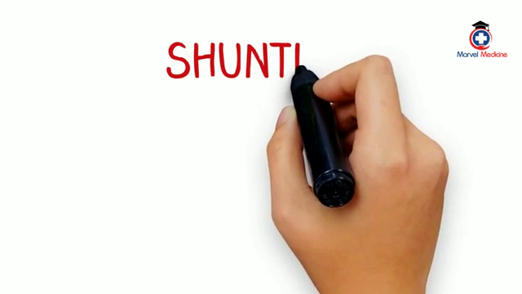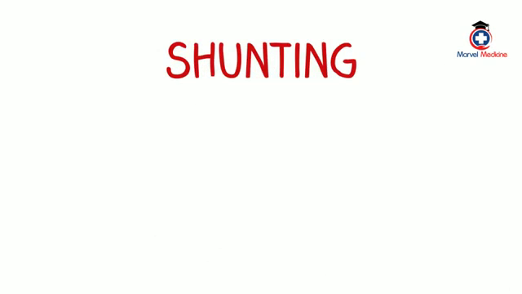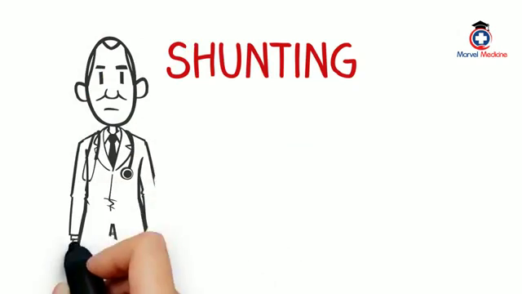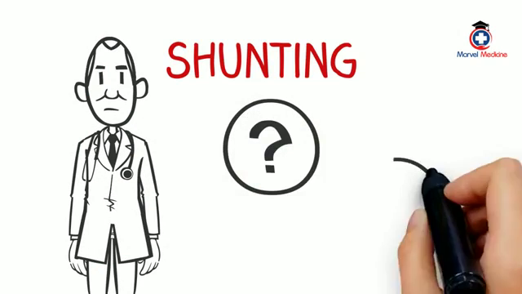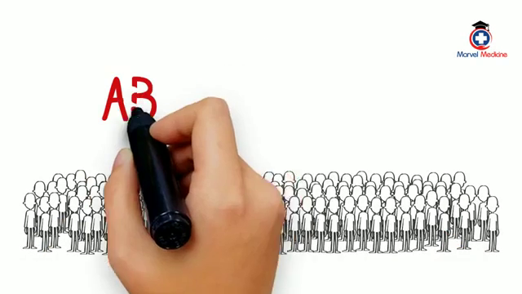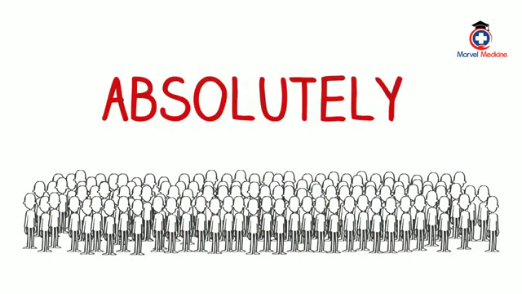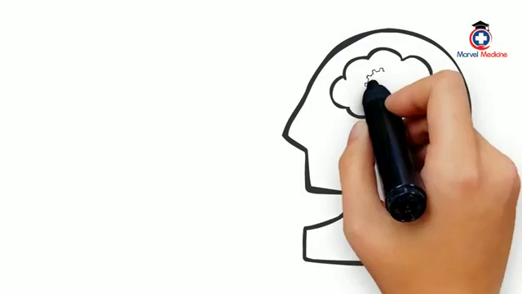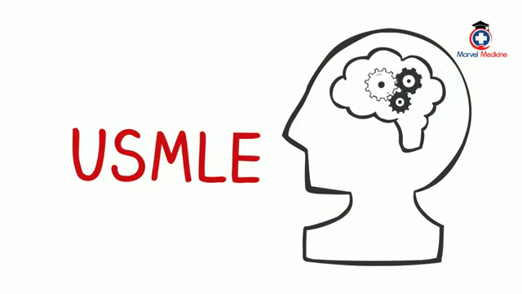So, this lecture is on shunting. Shunting is a term we as anesthesiologists use all the time. What does it mean and why is it important? Do people who are taking step 1 need to know this? Absolutely. They test you all the time on it. Shunting is a physiologic mechanism. And again, it's tested a lot on the USMLE, so you should absolutely know it.